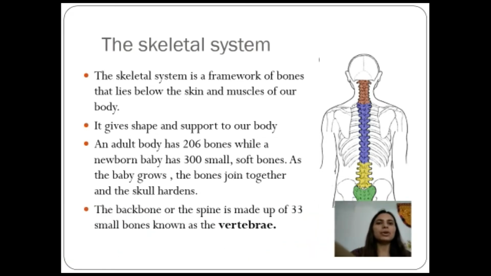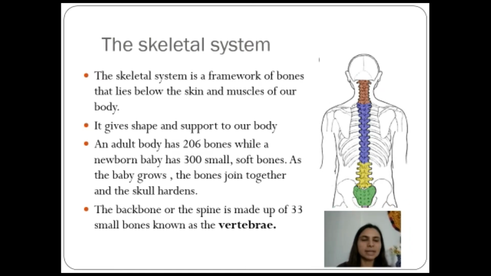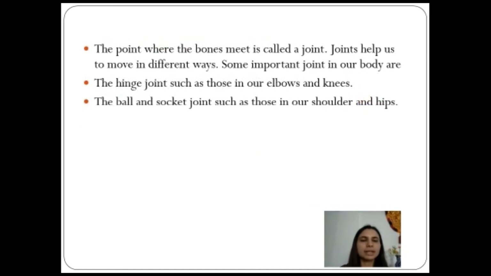The backbone or the spine is made up of 33 small bones known as vertebrae. Understood? This is our skeletal system. The main function of the skeletal system is to give shape and support to our body, and it is a framework of bones that lie below our skin. The point where two bones meet is called a joint. Joints help us to move in different ways.